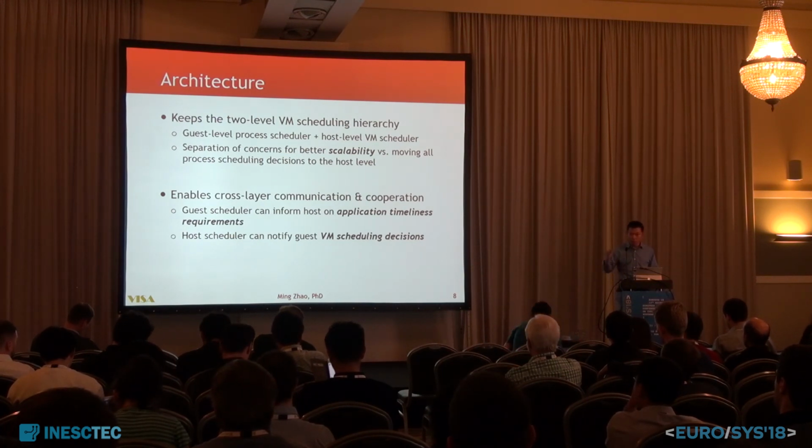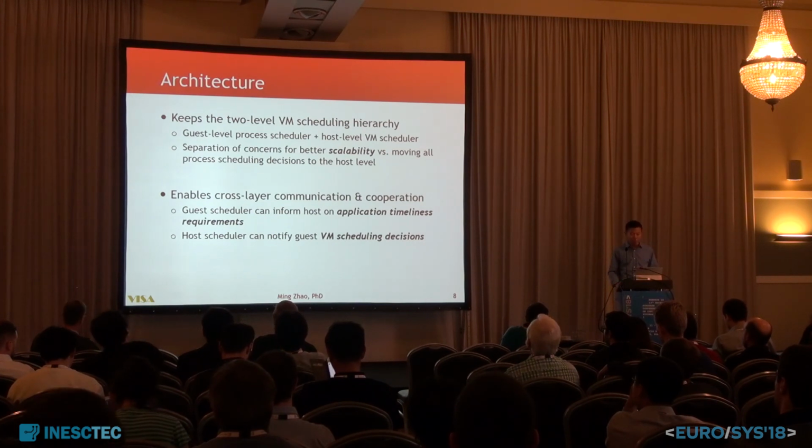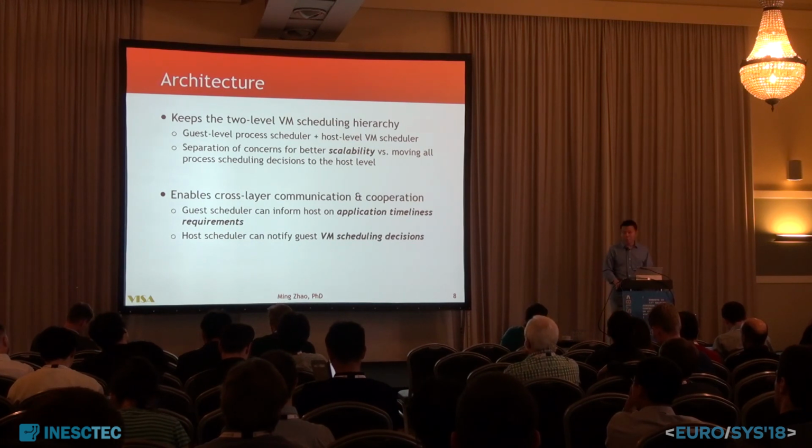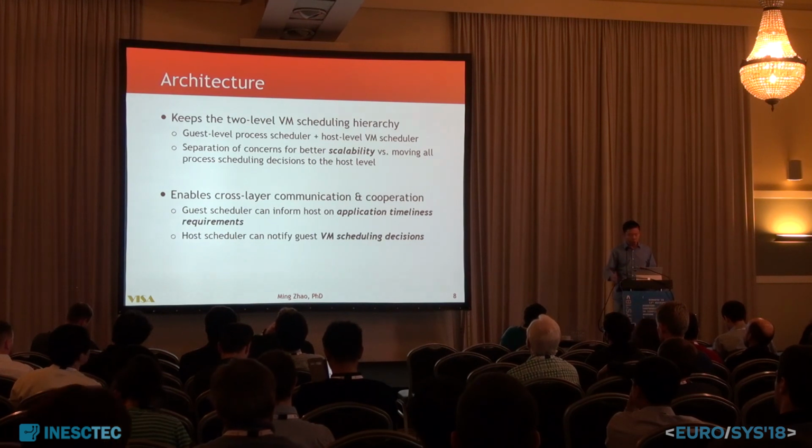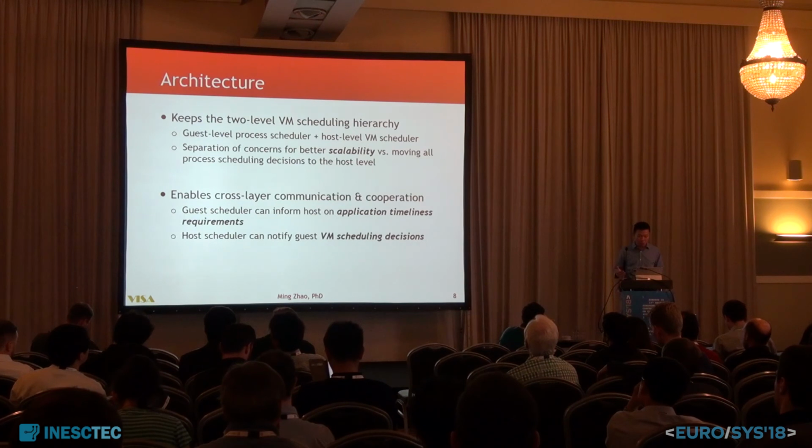In the existing system, we have the process schedulers in the guest and the virtual machine scheduler at the host in the hypervisor. We decided to keep these 2 levels of schedulers because we believe that is important for better scalability, by separating the concerns of process scheduling from virtual machine scheduling. But in order to support time-sensitive applications, we want these 2 levels to cooperate. That's what we mean by cross-layer scheduling. We want to enable cross-layer communication and cooperation on scheduling.